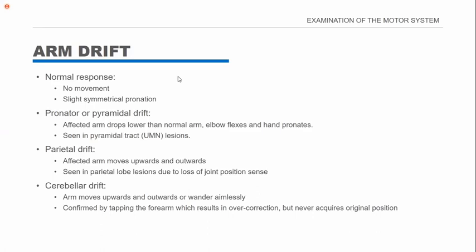And elbow flexes and hand pronates. We call it pronator or pyramidal tract drift. It is usually seen in pyramidal tract or upper motor neuron lesions. Then parietal drift, where the affected arm moves upwards and outwards. It is seen in parietal lobe lesions due to loss of joint position sense.